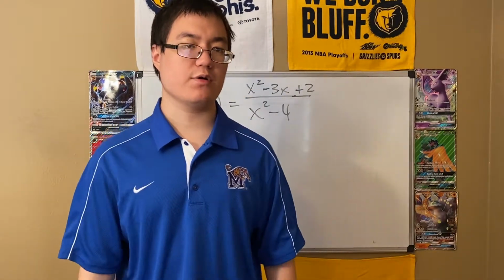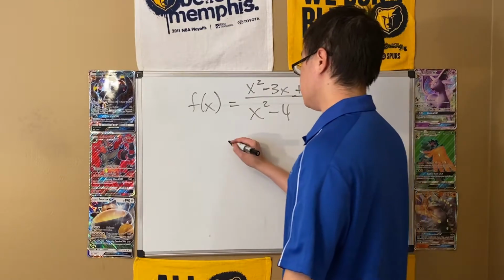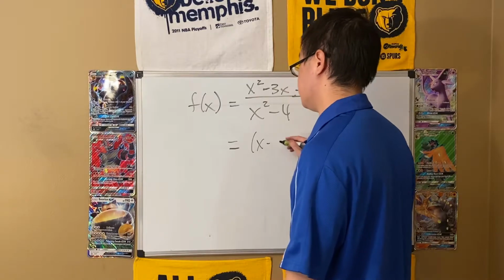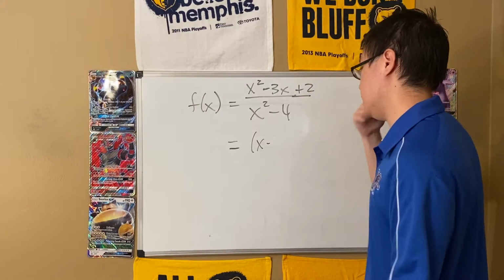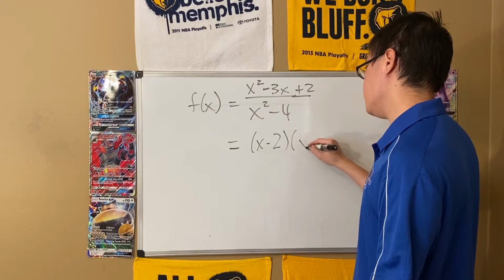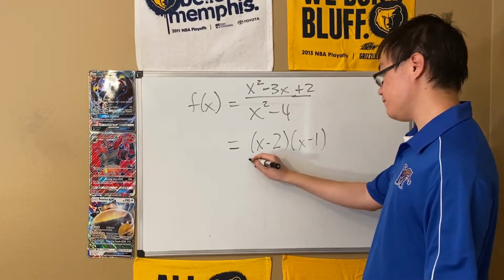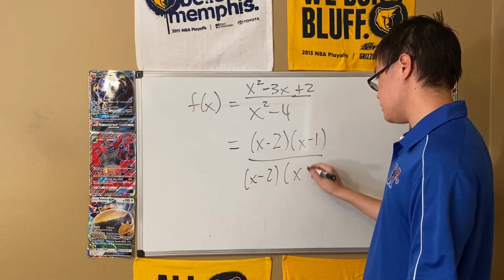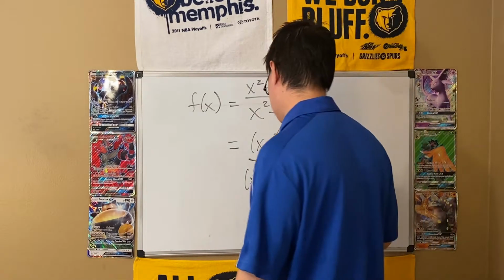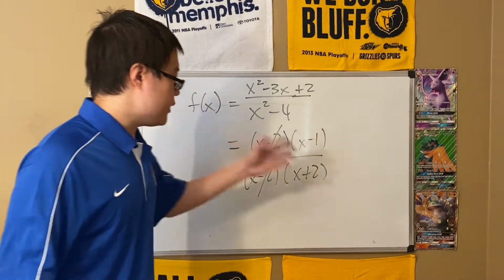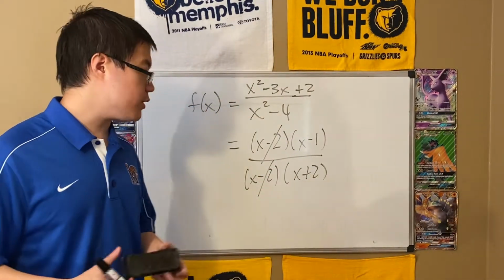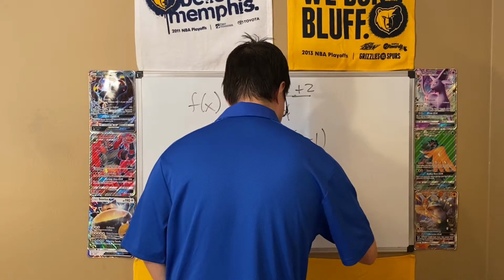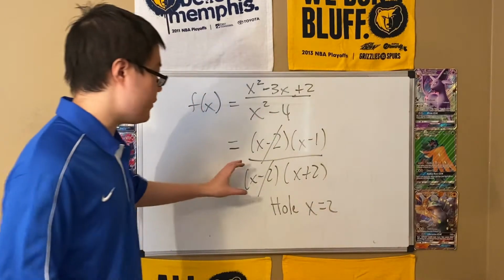The first step for a vertical asymptote question is to simplify. In this case, we're going to factor, which is a way of simplifying. The factoring is right here, and this factoring is right here. There's a difference of squares on the top. It looks like we have canceled these two. The hole is the one that canceled, so the hole is going to be x equals 2 because we canceled them out.